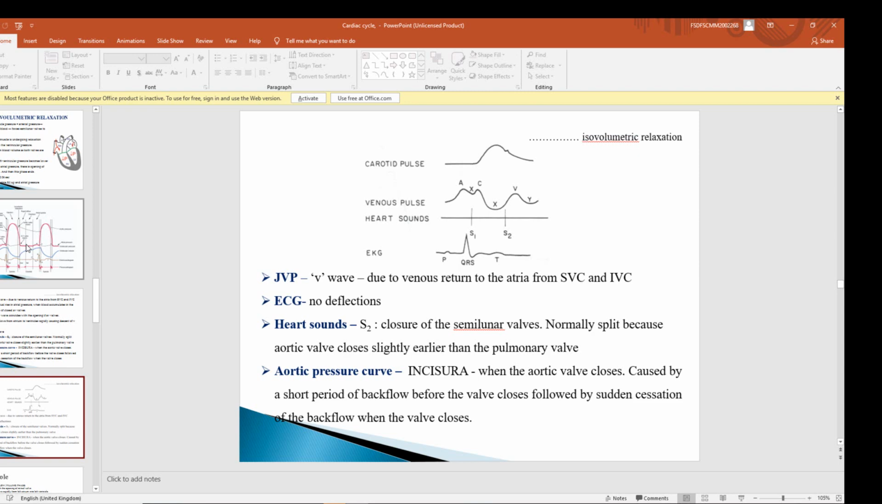JVP is going to give rise to the V wave due to venous return to the atria from the superior and inferior vena cava. And the ECG is showing no deflections. The heart sounds show S2, closure of semilunar valves, normally split because the aortic valve closes slightly earlier than the pulmonary valve. Then in the aortic pressure curve, the incisura when the aortic valve closes is caused by a short period of backflow before the valve closes, followed by sudden cessation of the backflow when the valve closes.